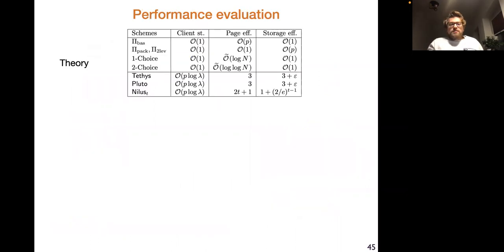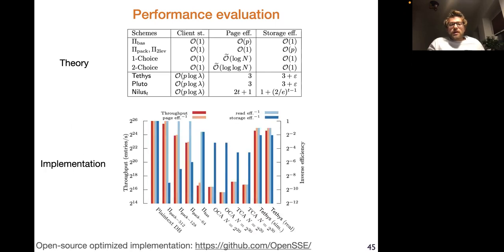So that's how Tethys works. And this is just all the measurements in theory compared to a bunch of schemes, mainly local schemes if you interpret them as page efficient schemes. So you have constant page efficiency, constant storage efficiency, and a fairly small client storage that only scales with the security parameter.